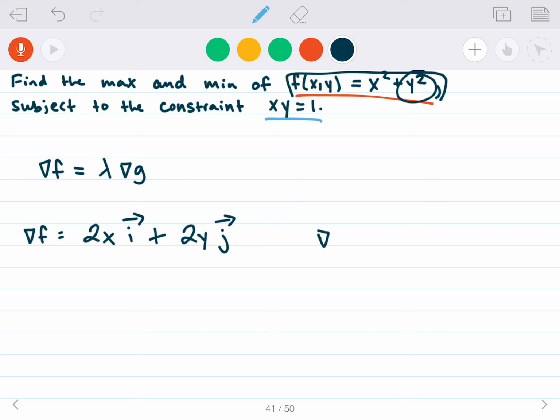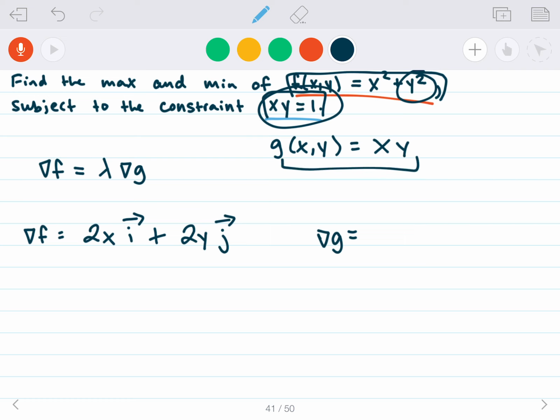Now the gradient of g. Well, first of all, I'm considering this a level curve, but I want to actually consider the function who has this level curve, if that makes sense, to talk about gradients. So the function who has this level curve is going to be g of x y equals xy. So this is what I'm finding the gradient of. All right, so if I take the partial with respect to x, I keep the first times the derivative of the second plus keep the second times the derivative of the first. So that's just y i plus x j.